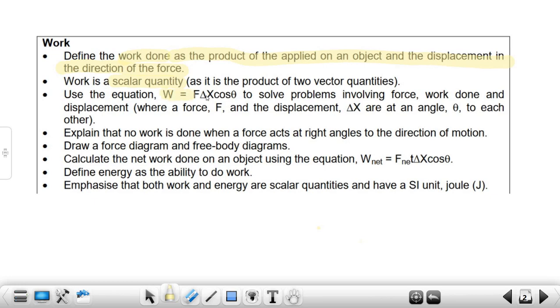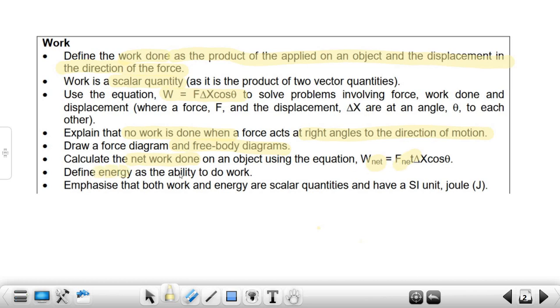We're expected to use this formula: work done is equal to the applied force multiplied by the displacement and the cos of the angle between the motion and the force. We also have to explain that no work is done when a force acts at right angles to the direction of motion. We need to be sure about our free body diagrams. We also need to introduce the concept of net work, which we'll see by adding these subscripts of net to the force as well as the work.